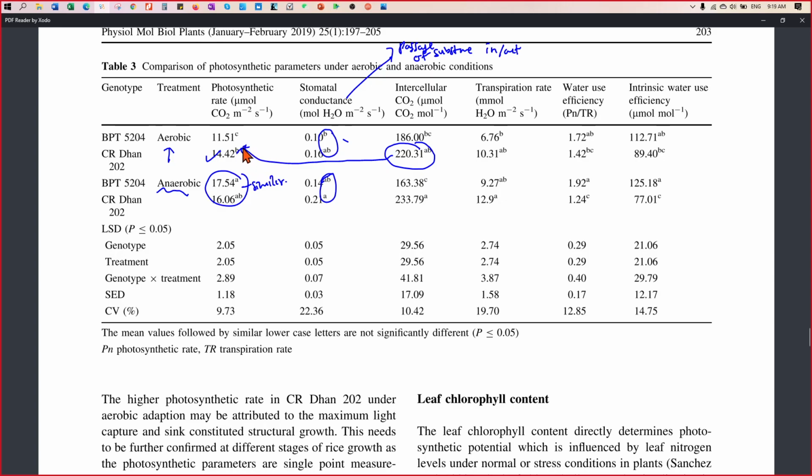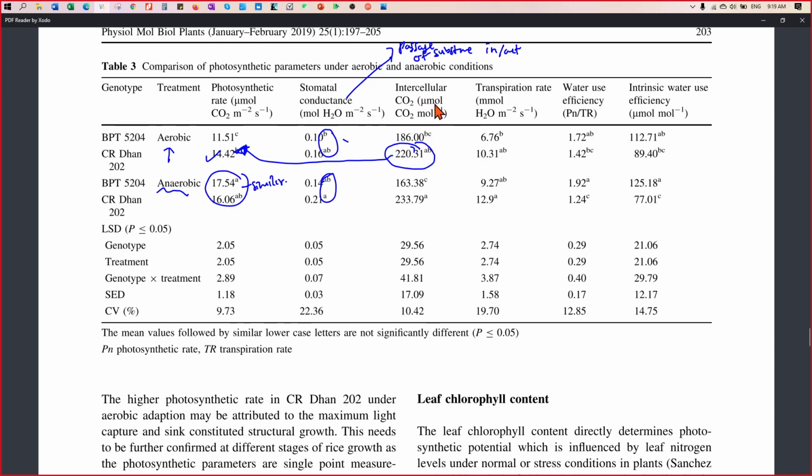Not here, here. This is higher, right? The CR variety is higher. Why is it higher? This is how you explain. This is your finding: you find out that photosynthesis is higher. Why? Apparently, the intercellular CO2 for the CR variety is significantly higher than the BPT variety.